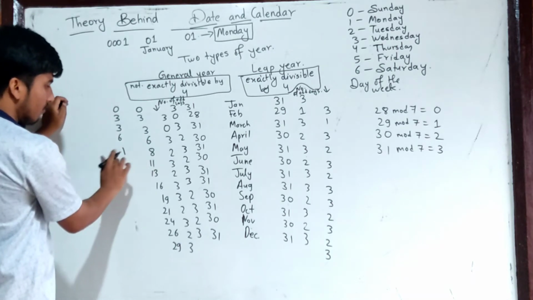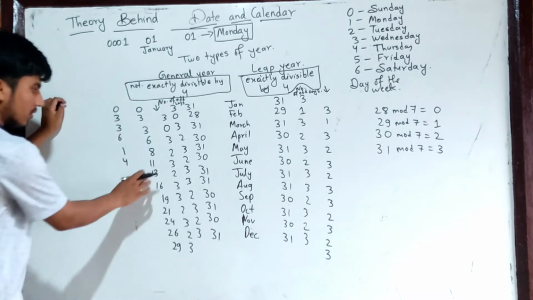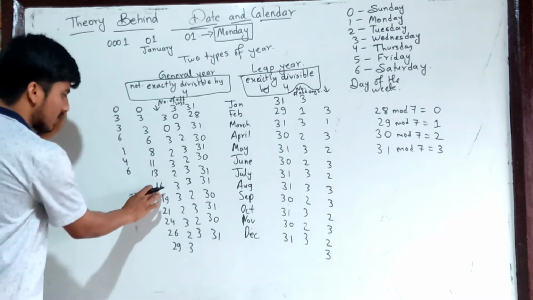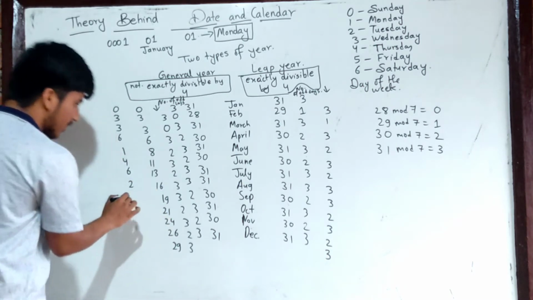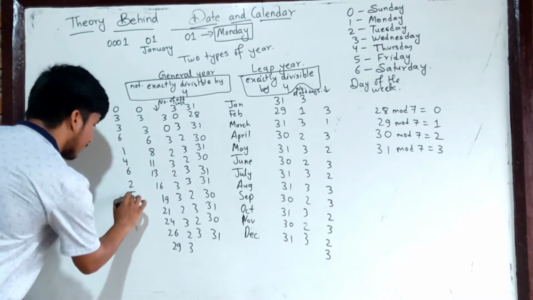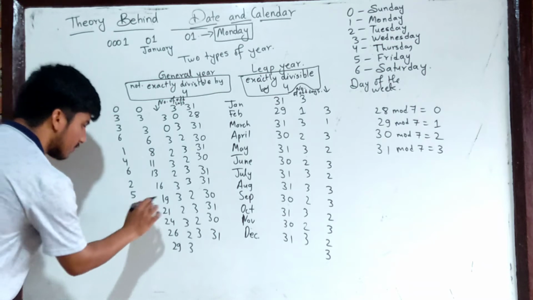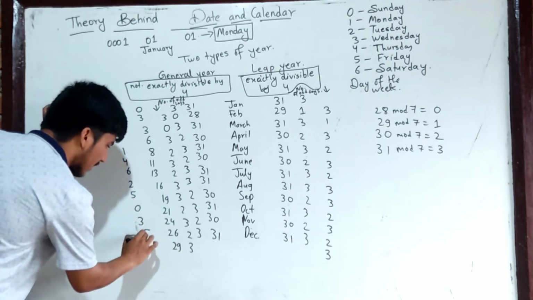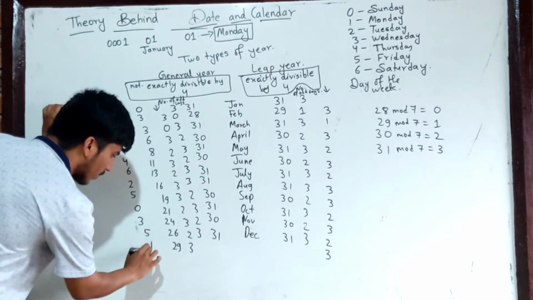And then 11 mod 7 gives us 4, 13 mod 7 gives us 6, 16 mod 7 gives us 2, 19 mod 7 gives us 5, since 7 times 2 is 14, 14 plus 5 is 19. And this gives us 0, 7 times 3 is 21, 21 plus 3 is 24, 7 times 3 is 21 plus 5 is 26, and 7 times 4 is 28, plus 1 is 29.